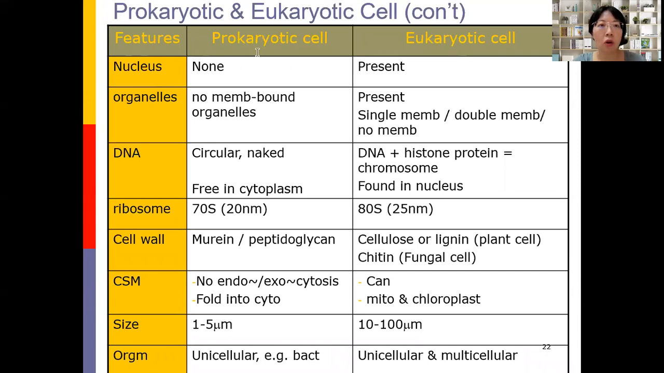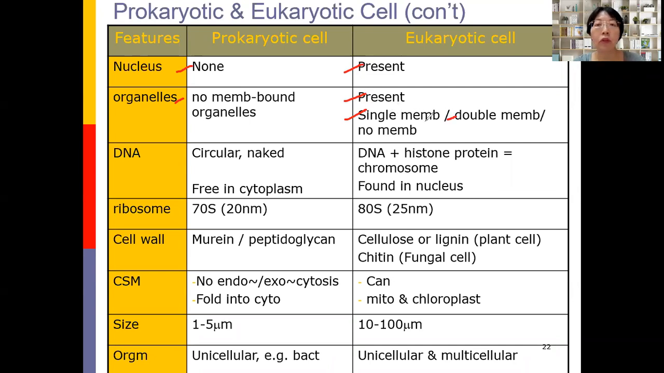Okay, so prokaryotic cell has no nucleus and no membrane-bound organelle. This is the most basic definition for prokaryotic cell. Prokaryotic cell has no nucleus, no membrane-bound organelles. Eukaryotic cell has a nucleus and also membrane-bound organelles. The membrane can be a single membrane, like secretory vesicles, Golgi vesicles, transport vesicles, which are all single membrane, or double membrane. Lysosome is also single.